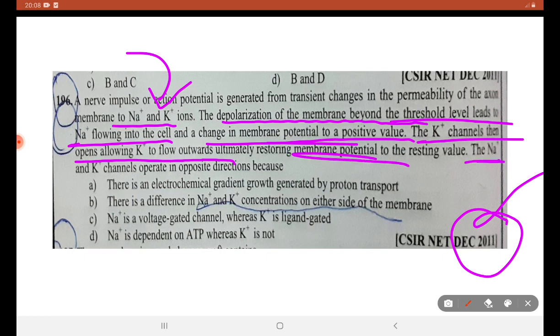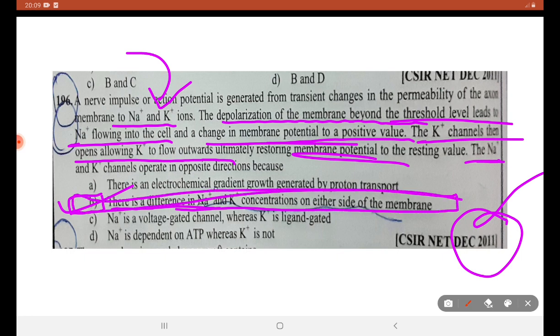Na plus and K plus move in the opposite direction. This is a straightforward question. Without reading options, you can see that part B is the right answer. This is an easy question. There is a difference in Na plus and K plus concentration on either side of the membrane. That's why a gradient is created.